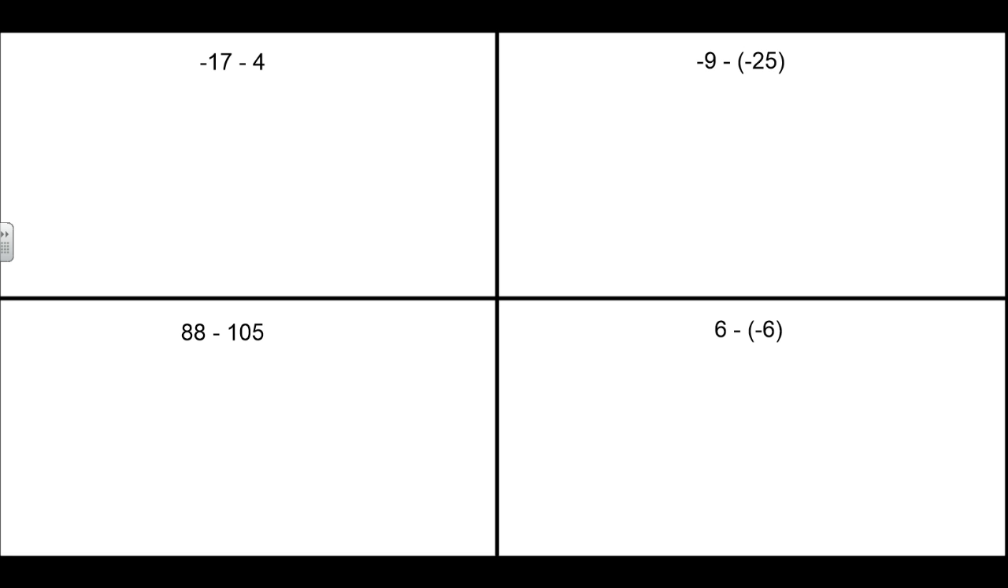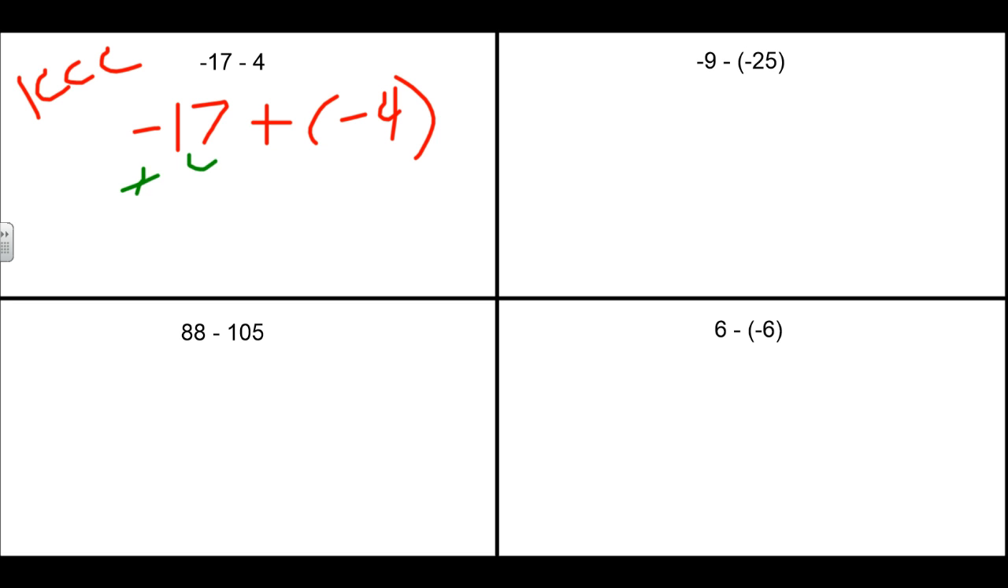So with negative 17 minus 4, our keep, change, change tells us that this becomes negative 17 plus the opposite of 4, which is negative 4. These are two numbers with the same signs, so when we add them, we add their absolute values. They're both negative, so the entire thing becomes a negative 21.